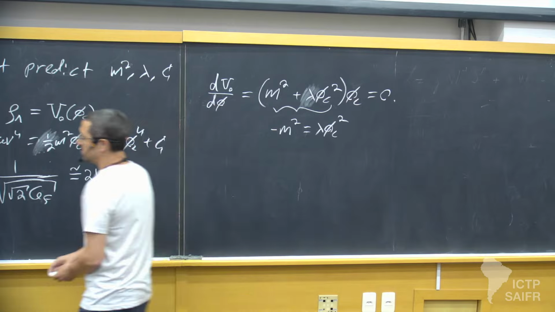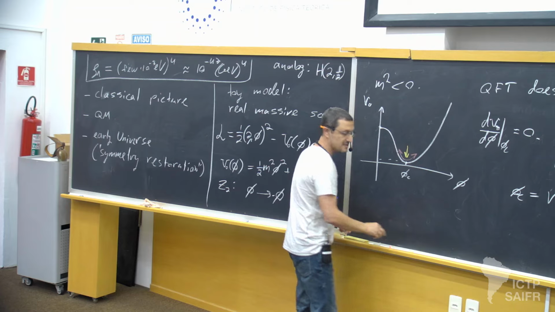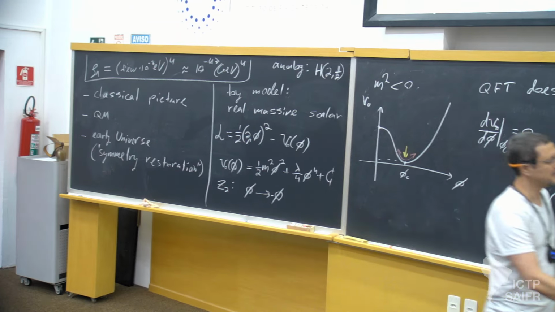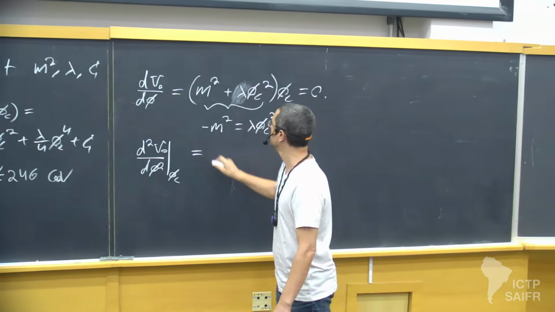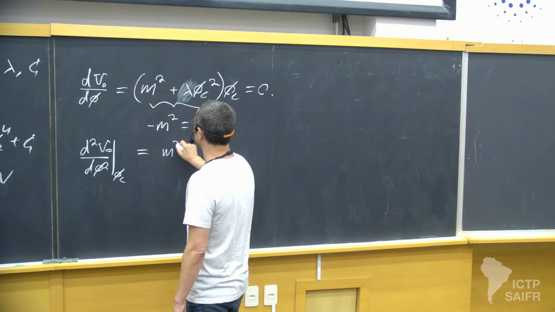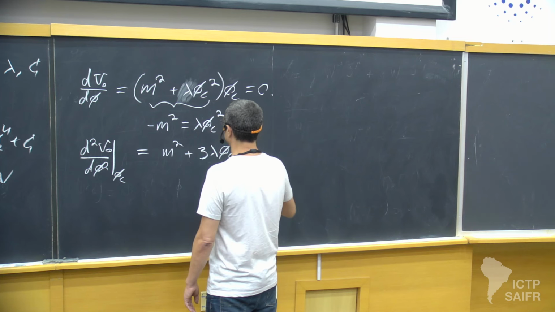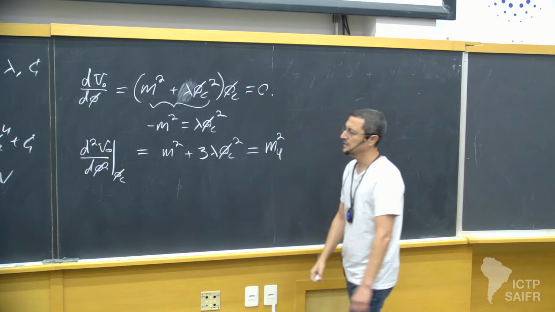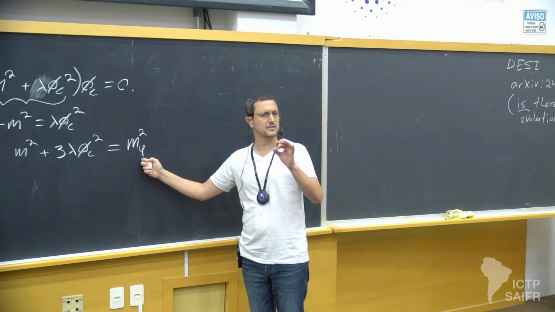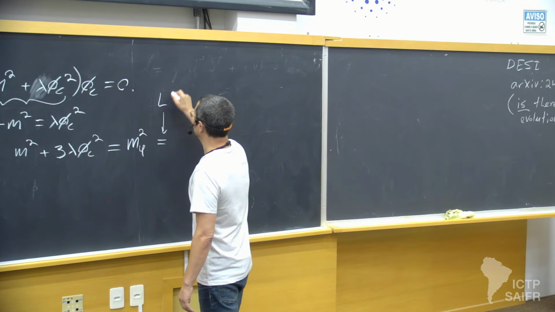Another thing we can do, we can ask ourselves, and we can measure at the LHC, what is the mass of Higgs particle excitations around this minimum? And this mass is approximately given by the second derivative of the potential at phi c. So this is m squared plus 3 lambda phi c squared. And this thing is roughly, let's call it m phi squared, if I consider little curly phi, the excitation, for us it's the Higgs particle. And this was also measured at the LHC.